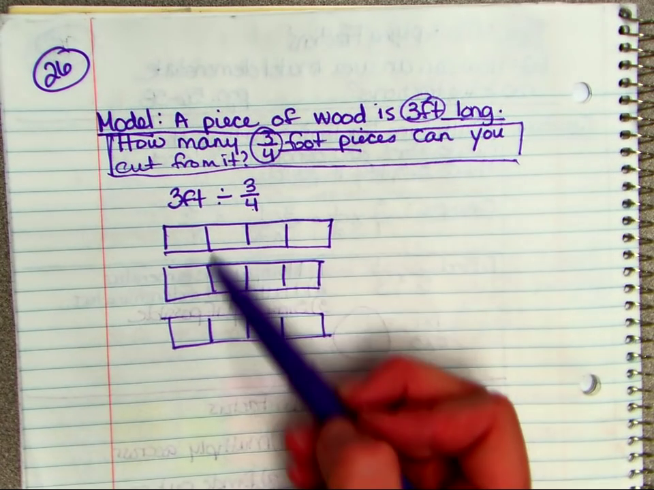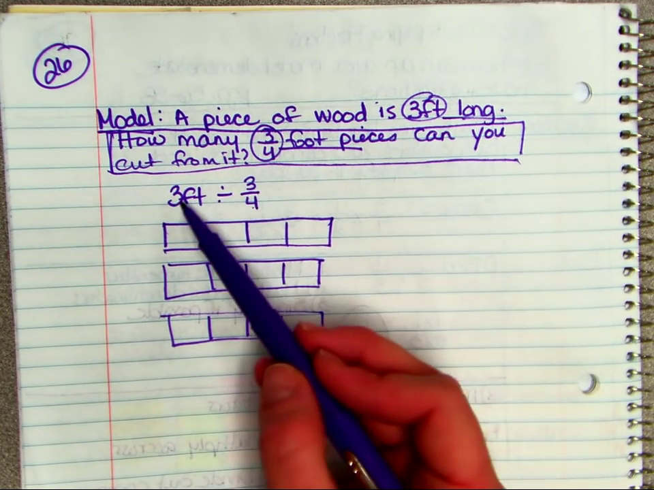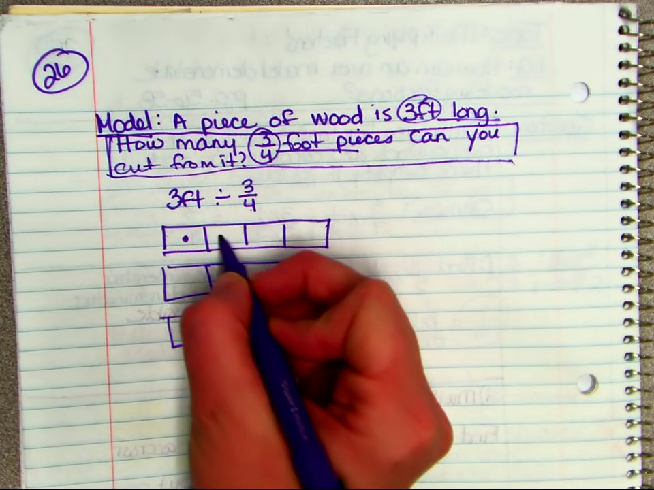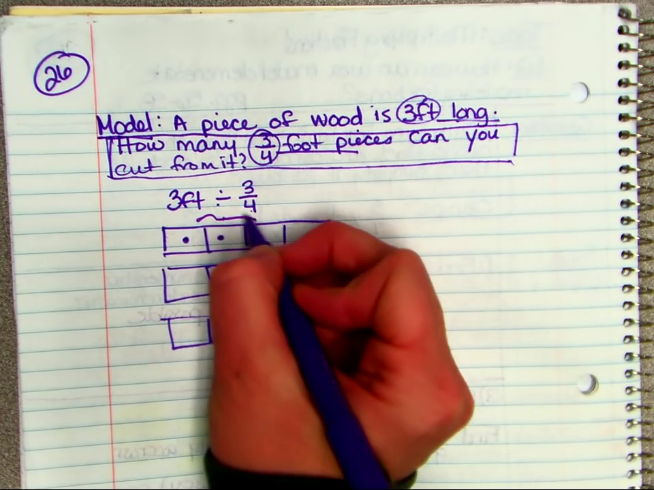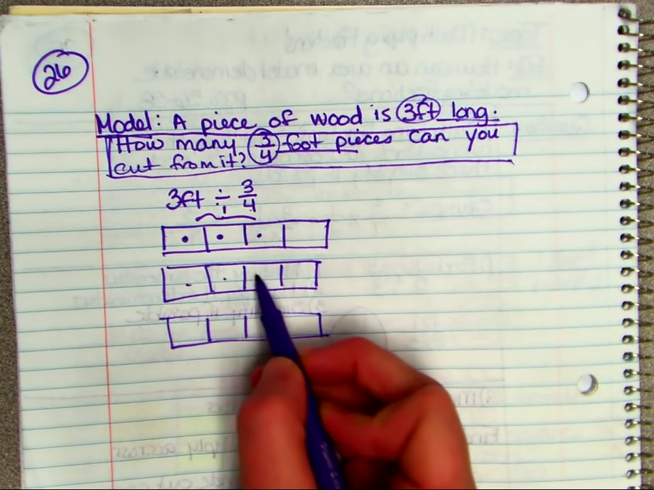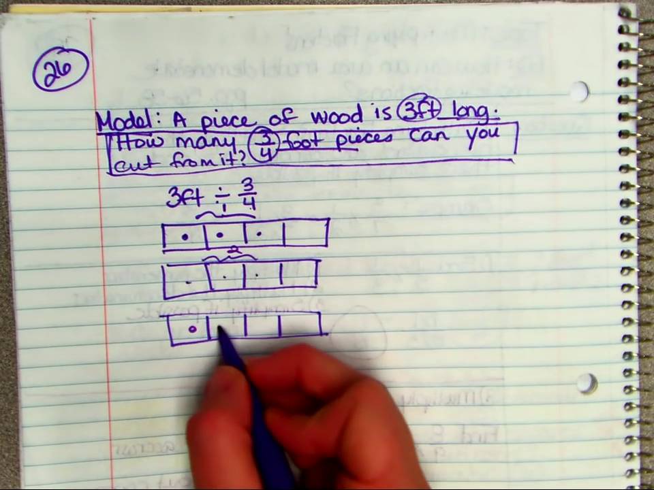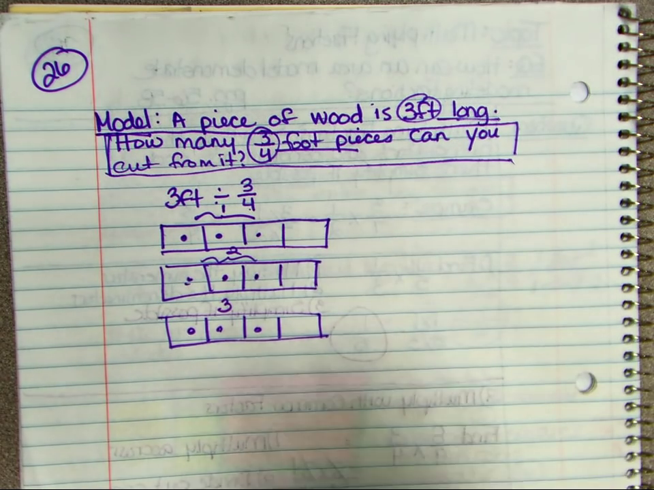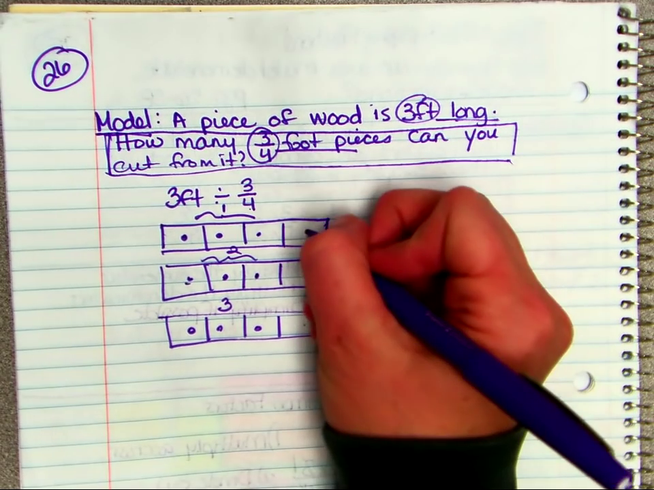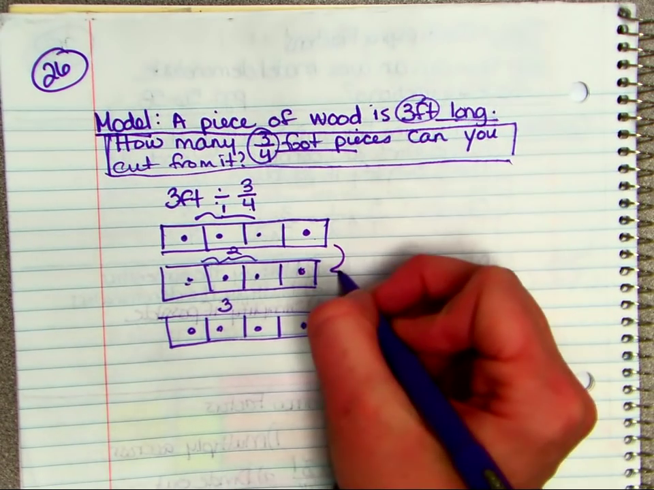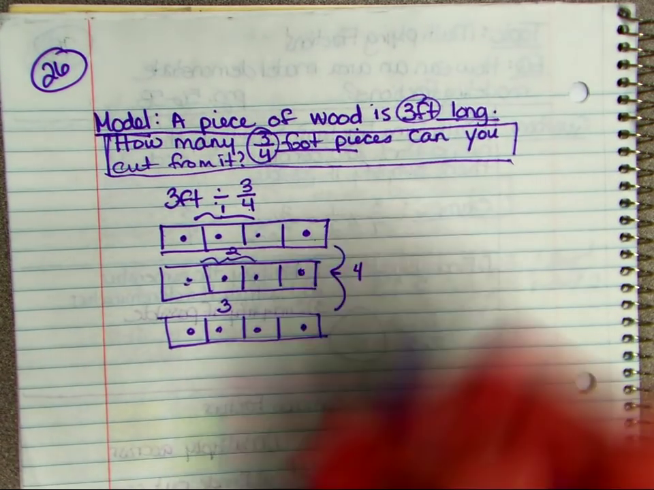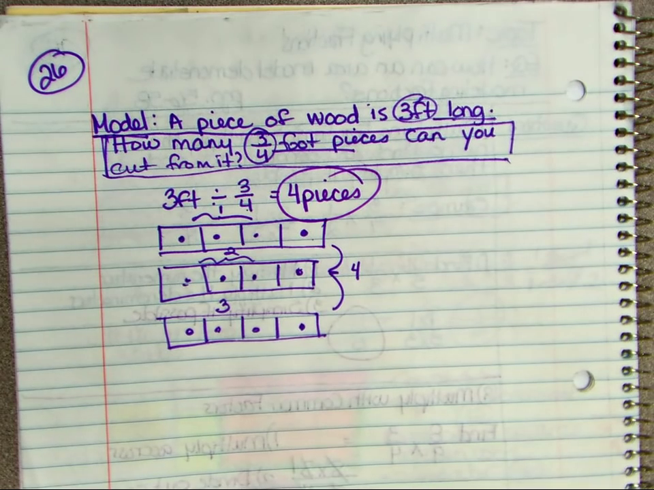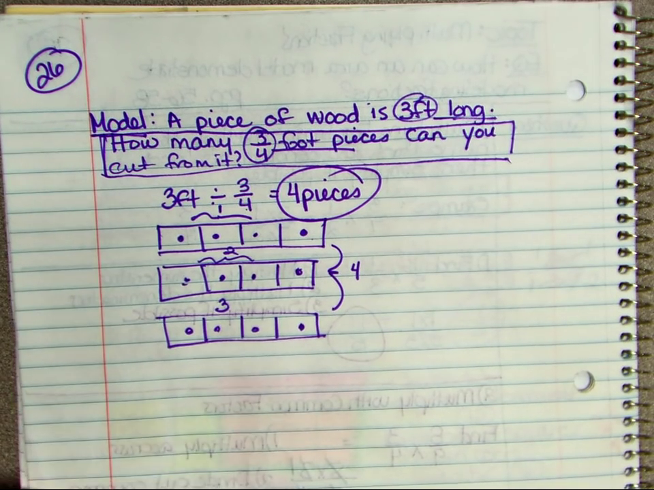So now what I've got to do is take my 3 feet and divide it into these 3/4 pieces. I'm going to count off how many 3/4 pieces I've got. So here's 1, 2, 3, that's 3/4. So this makes 1, 2, this is another one. This is 3. And I'm not done because if you'll notice I've got more pieces over here. So this would make 1/4, 2/4, 3/4. So over here I got 4. So I have 4 pieces. That's the model. So now let's try it out with the standard algorithm.